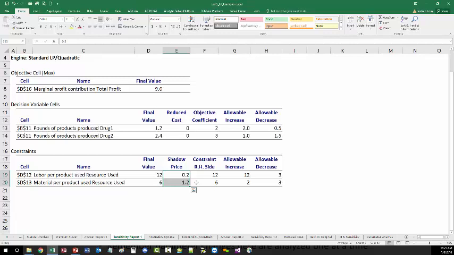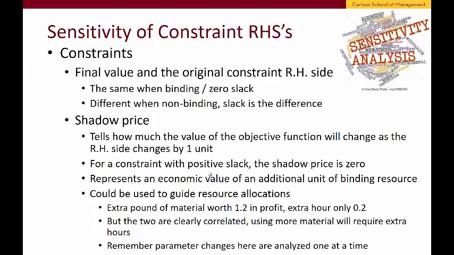as well as their allowable increase and decrease values, which you by now know how to work, by adding or subtracting from the parameter. Again, just remember, this all has to be done one at a time. So these shadow prices, as discussed on this slide, have economic meaning that can be an important indicator to management in planning of allocation of resources.